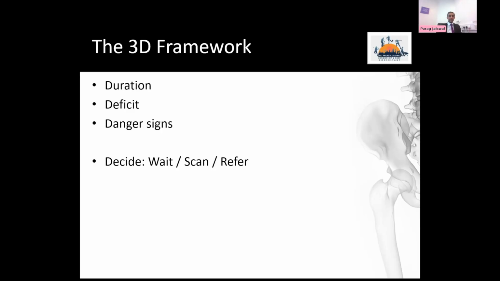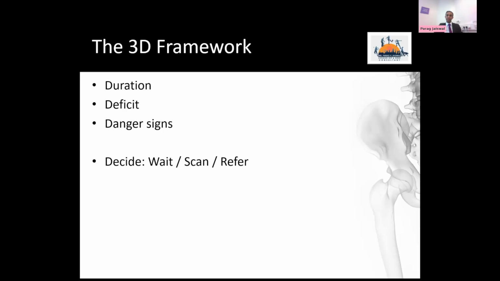The final D is danger. So look out for the danger signs, or the so-called red flags. And I'll go through what they look like and what you should look for. And those are definite signs for referral, not just for an MRI, but straight to potentially a specialist.